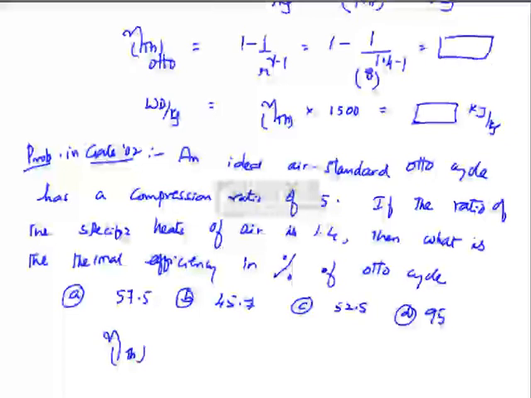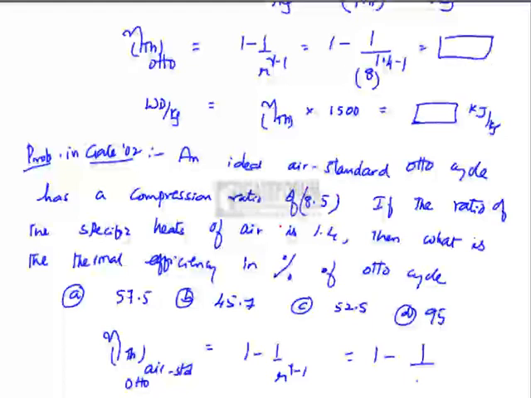The air standard thermal efficiency is a function of compression ratio for the Otto cycle, that is 1 minus 1 by R to the power of gamma minus 1, where gamma is Cp by Cv, given as 1.4 for air. 1 minus 1 by, the compression ratio is given as 8.5. Please note that the compression ratio is given as 8.5. It is not 5, it is 8.5. 1 minus 1 by 8.5 to the power of 1.4 minus 1. The answer is 57.5.